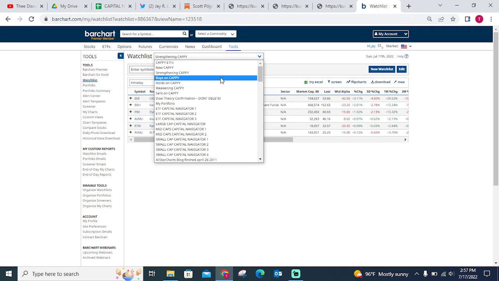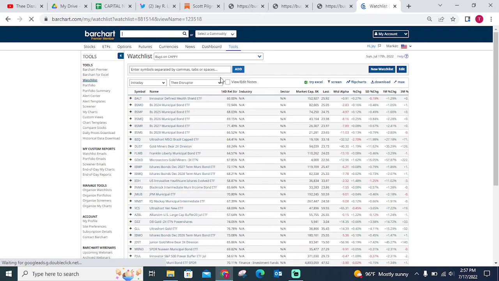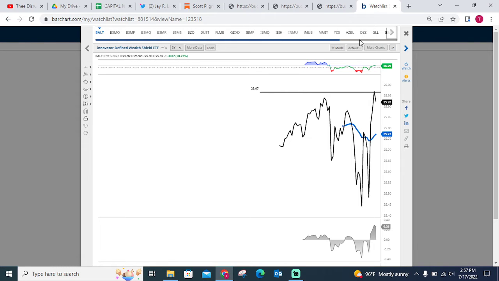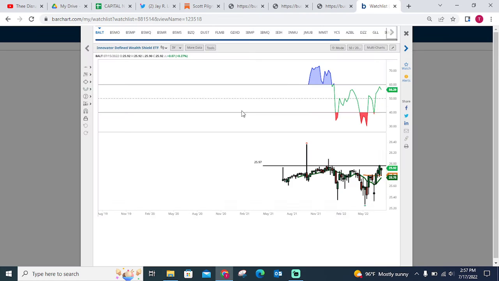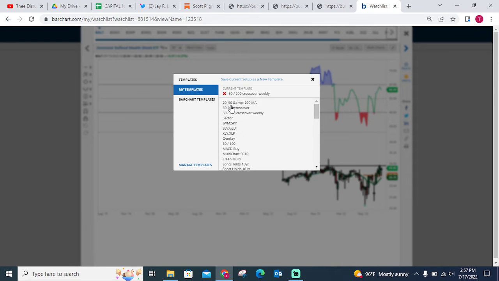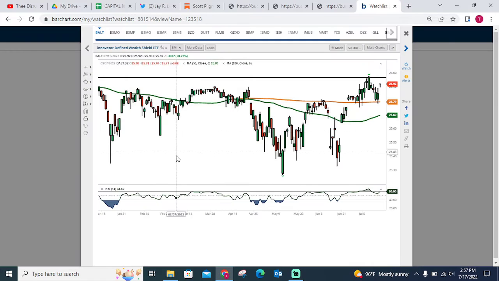Let's jump in here to buys on CAPI. Always the ones, and there's a lot here. Again, going to be doing these quickly. Change that default to my 5200 just because that's the way a lot of people look at these charts. That was the weekly. It's not what we want. We want the daily. Do that. All right.